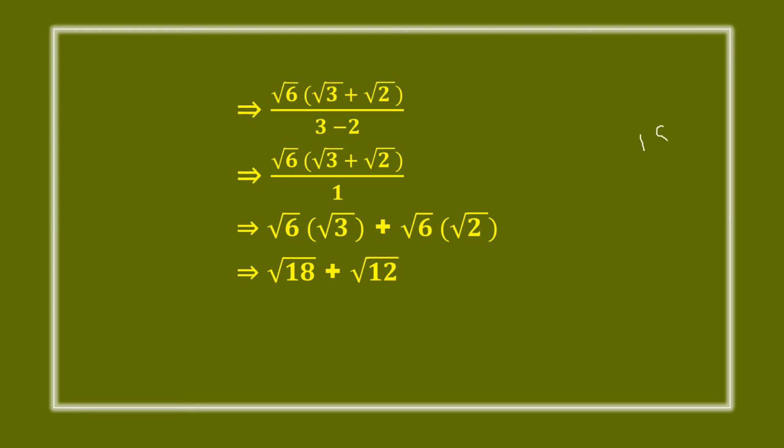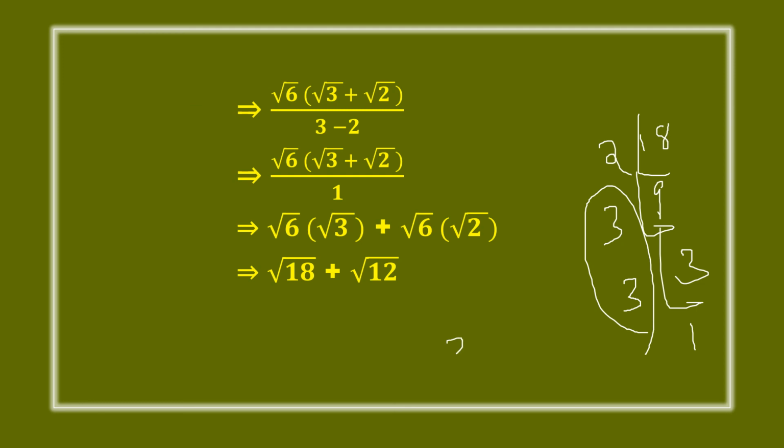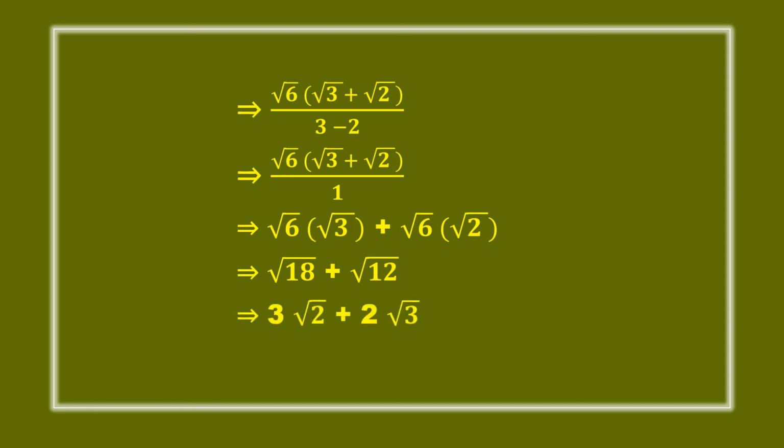18 means you do the prime factorization, you'll get 2 9s 18, 3 3s 9, right? So 3 1s 3, right? So here from 3 2 3s you should write 1 3, and that 2 is written in the square root. So it is 3 root 2 plus 2 root 3. Okay, so this is your answer after rationalizing.